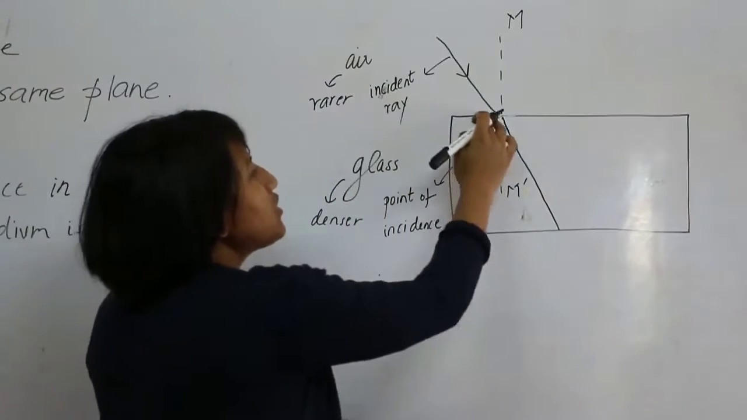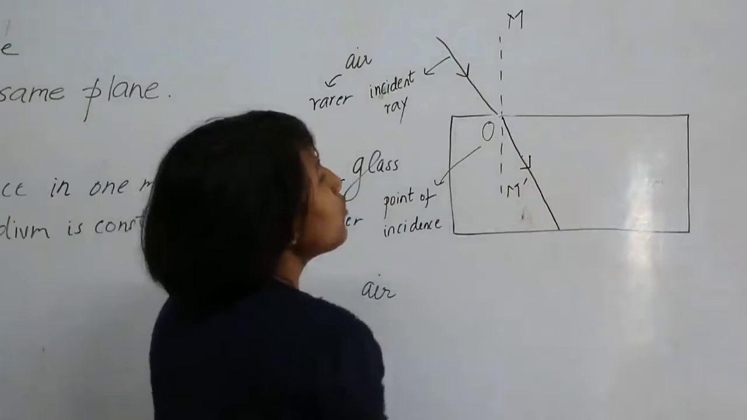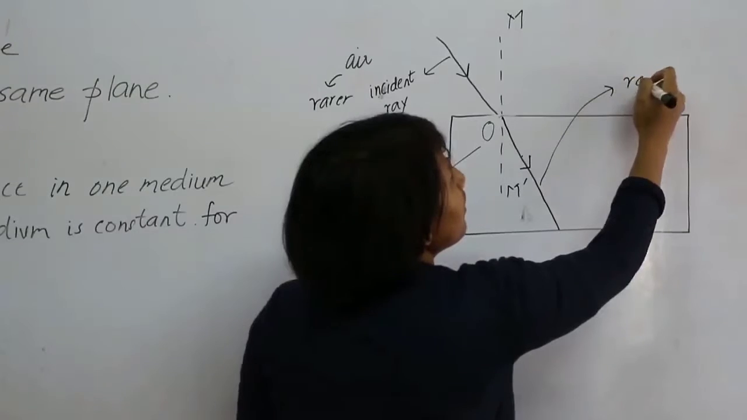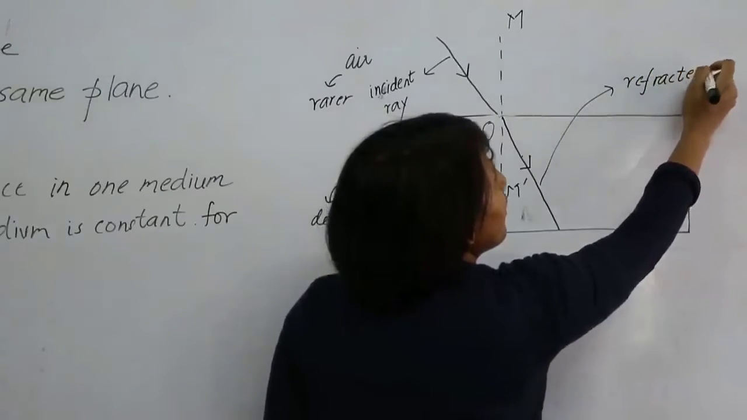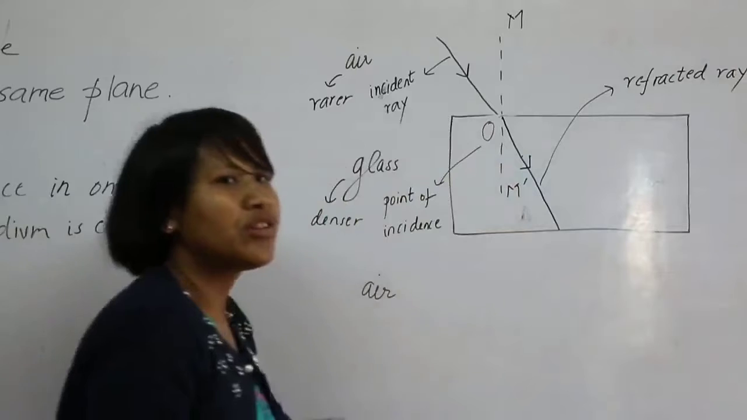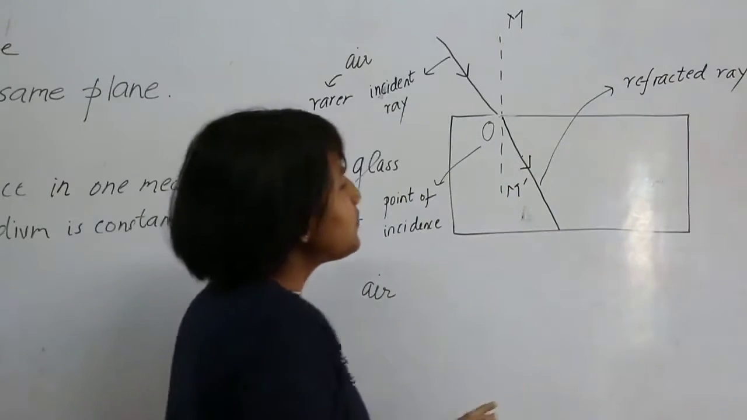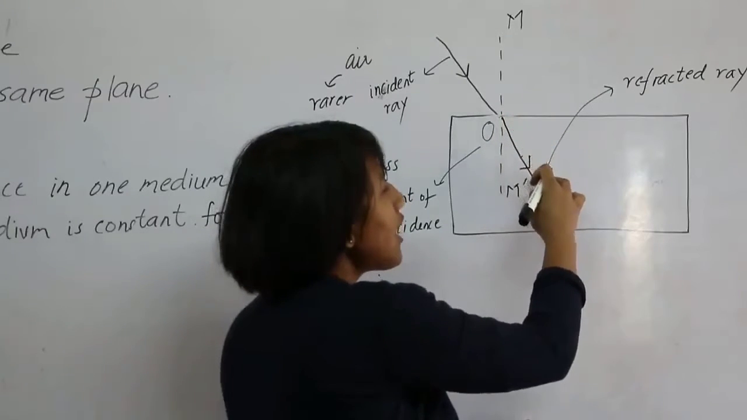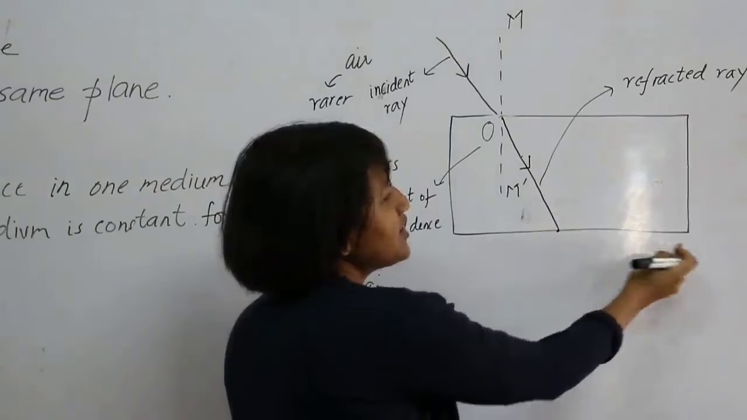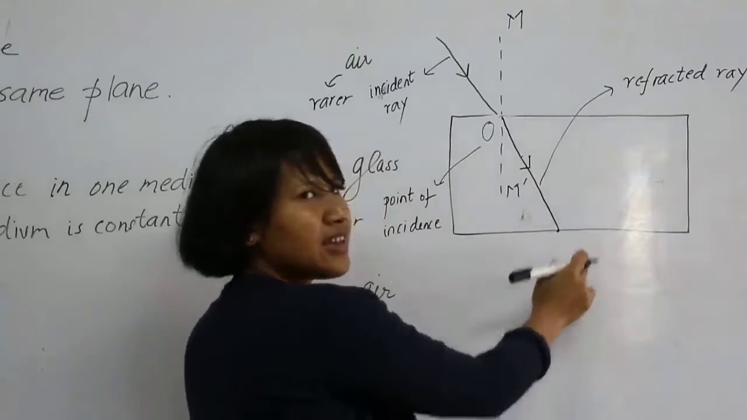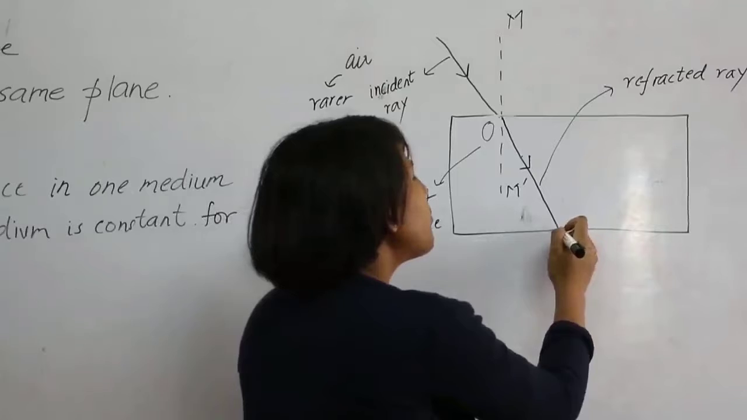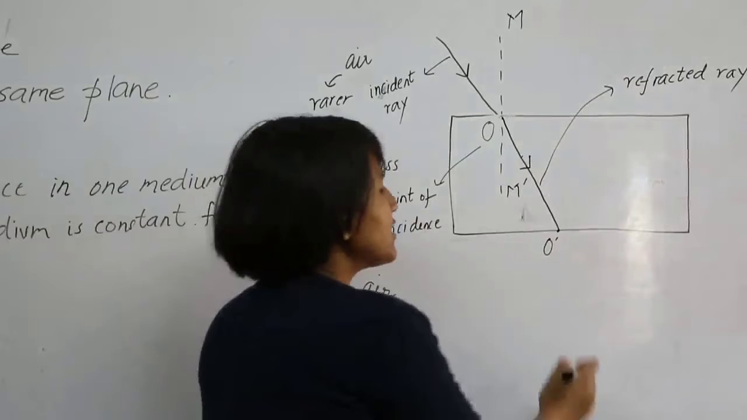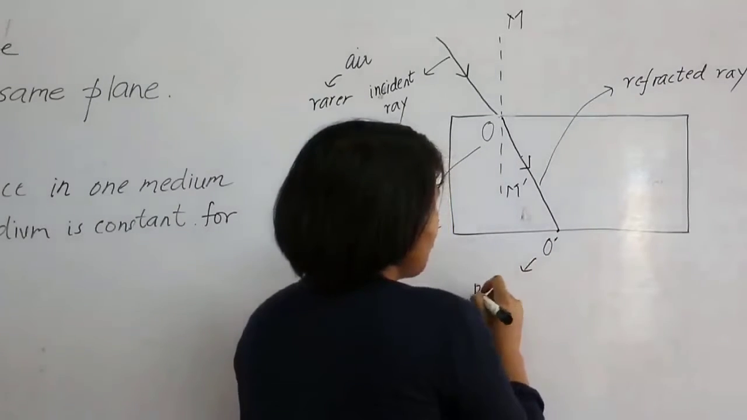This ray of light which bends as a result of refraction is called the refracted ray. Then this ray of light travels through glass and reaches the surface of separation between glass and air. The point where it strikes the surface of separation is also called the point of incidence, but we'll denote it by O prime.